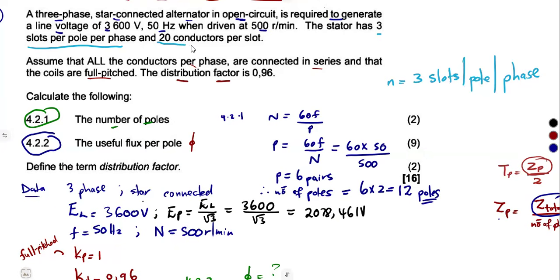And there's this statement here. Mostly you're not given it, but this time it was given: 20 conductors per slot. I was looking for this statement. We are given the number of conductors. Let me just write in short: number of conductors per slot. It is given as 20 conductors per slot.